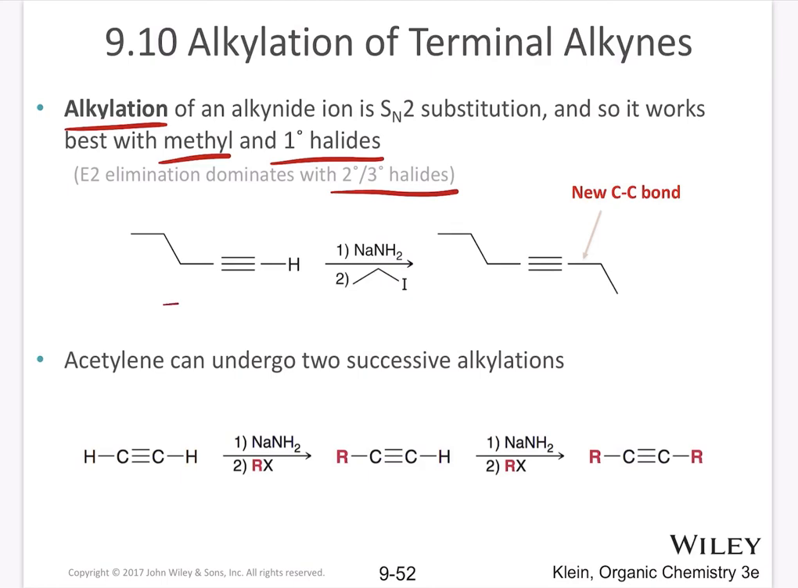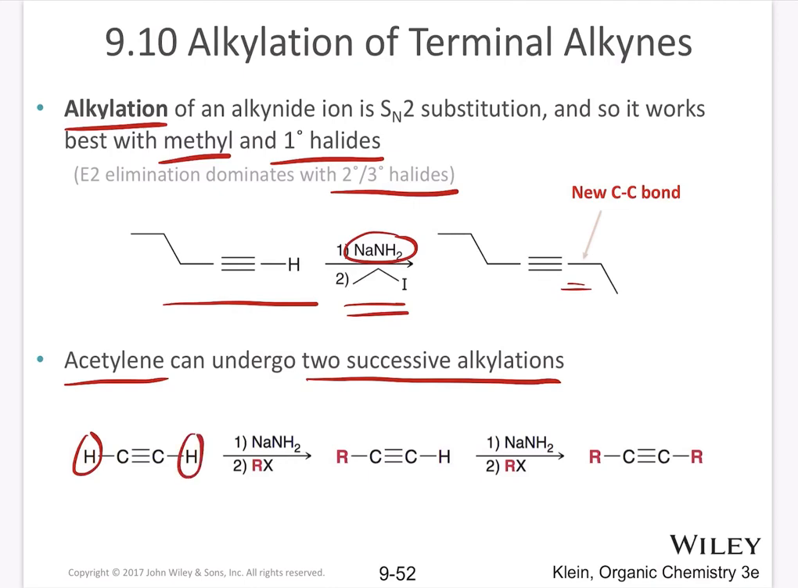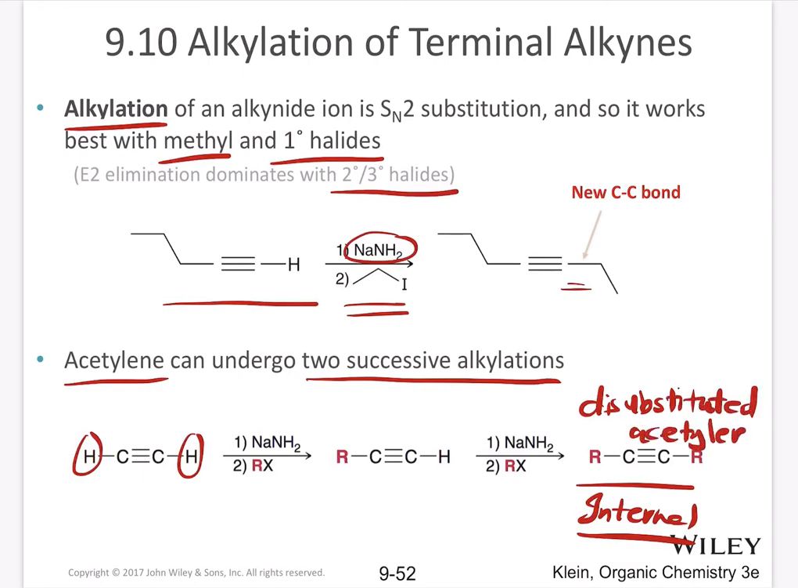If you consider this a terminal alkyne in the presence of NaNH2, and the halide here bonds to form a new carbon–carbon bond. Acetylene can undergo two successive alkylations because of the presence of two hydrogens. Both hydrogens can undergo alkylation to form an internal alkyne, or you could call it a disubstituted acetylene. This is an example of alkylation of terminal alkynes.